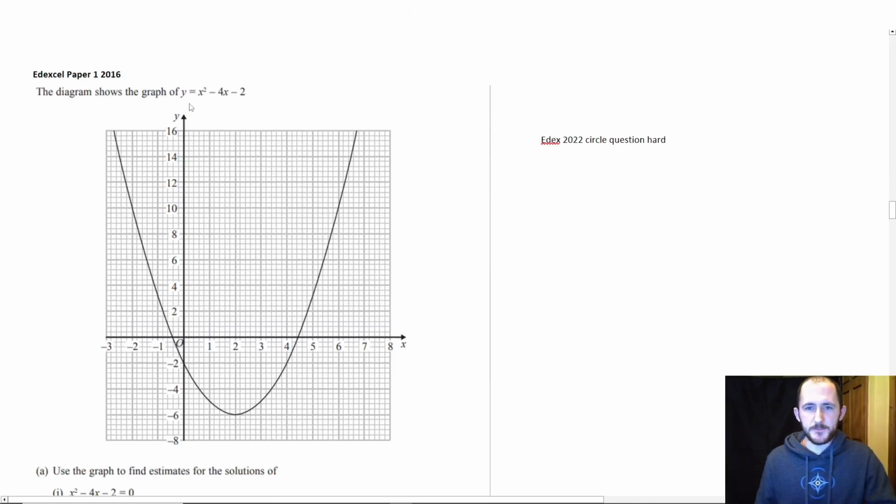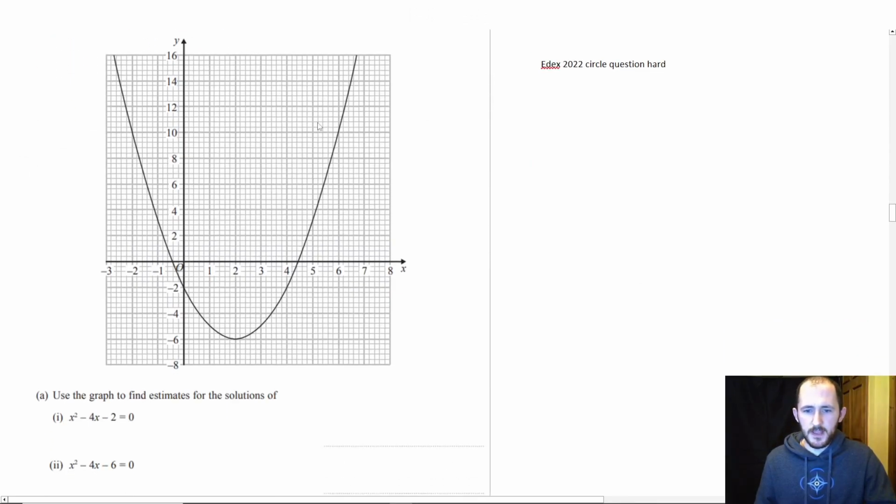So the other type, they give you a graph, and it says use estimates to find the solutions of.